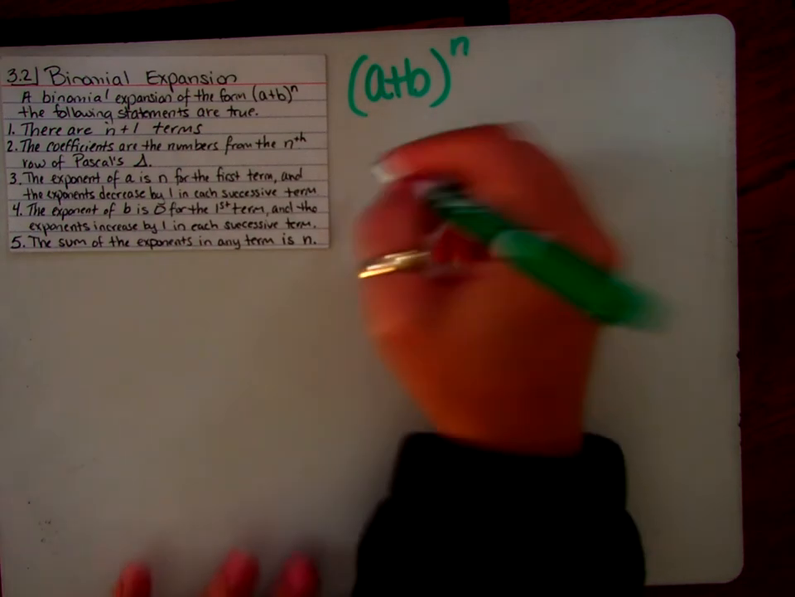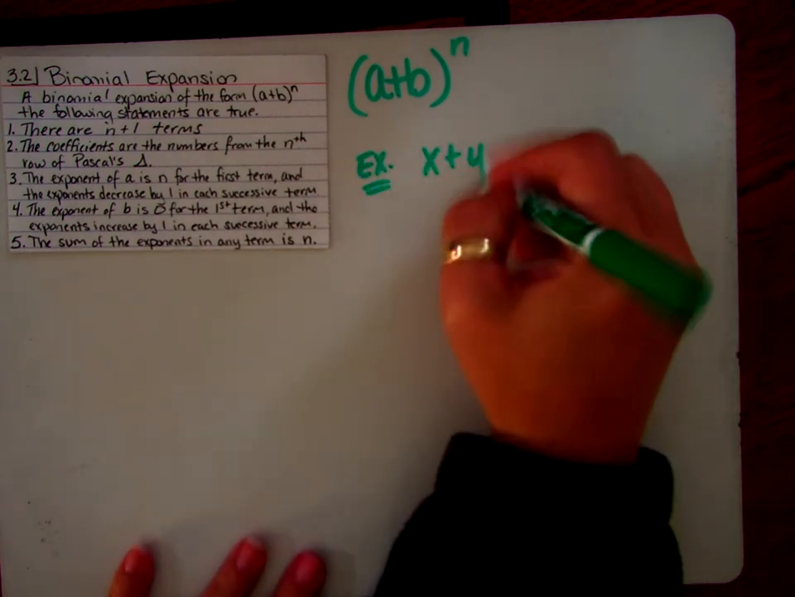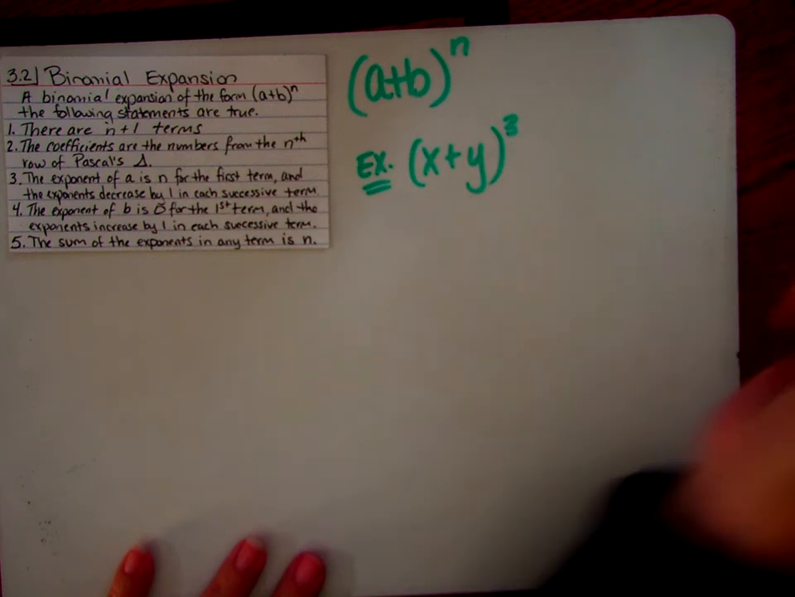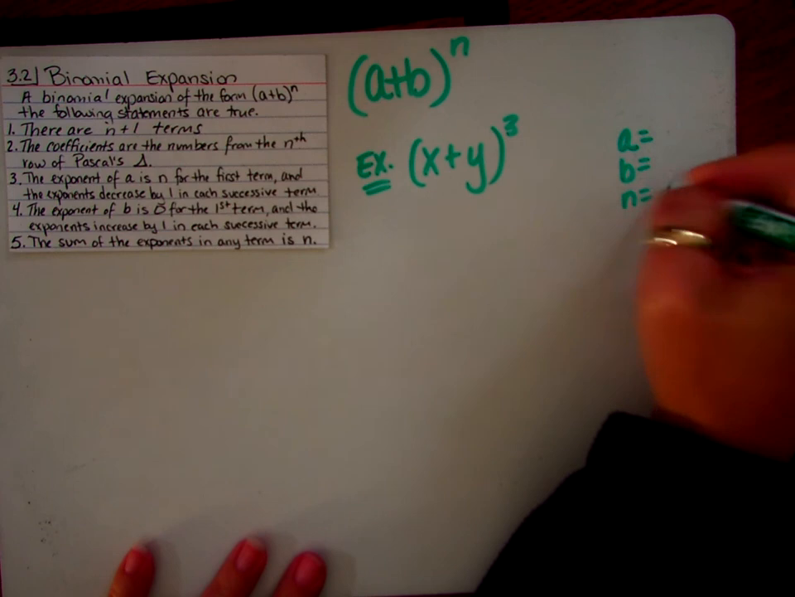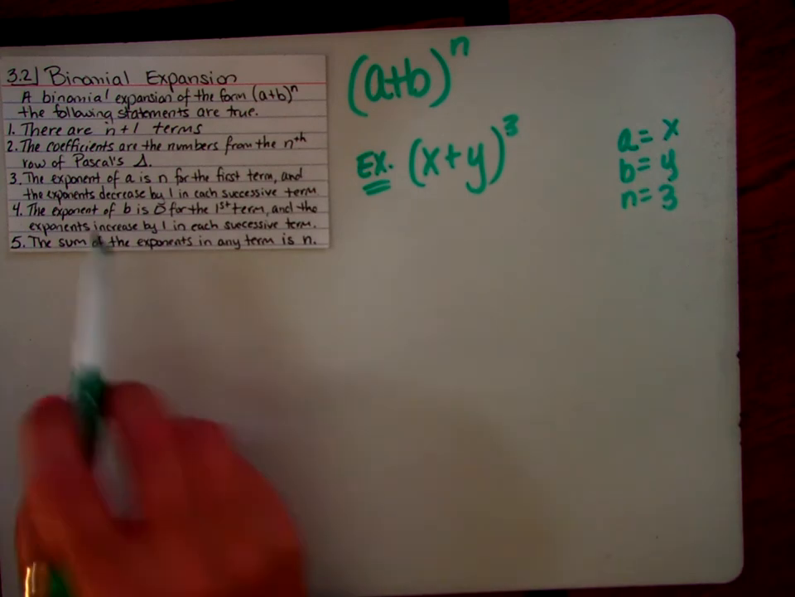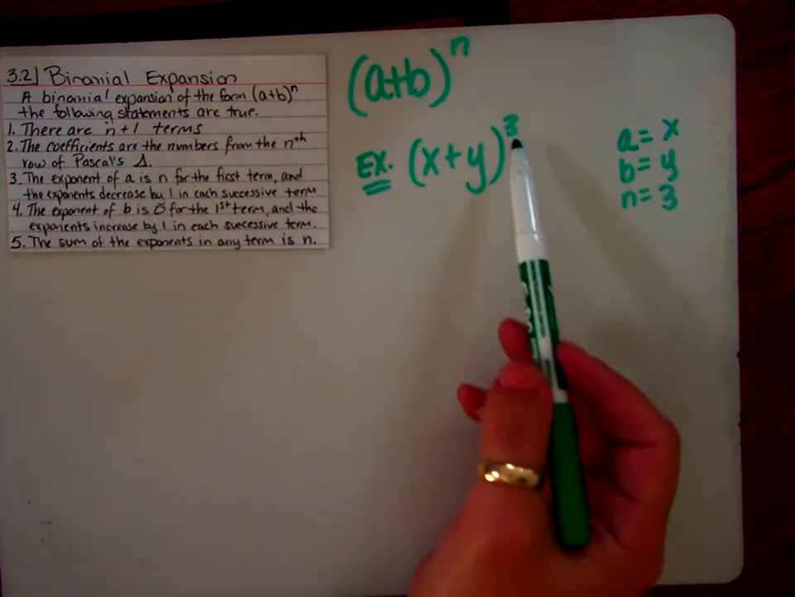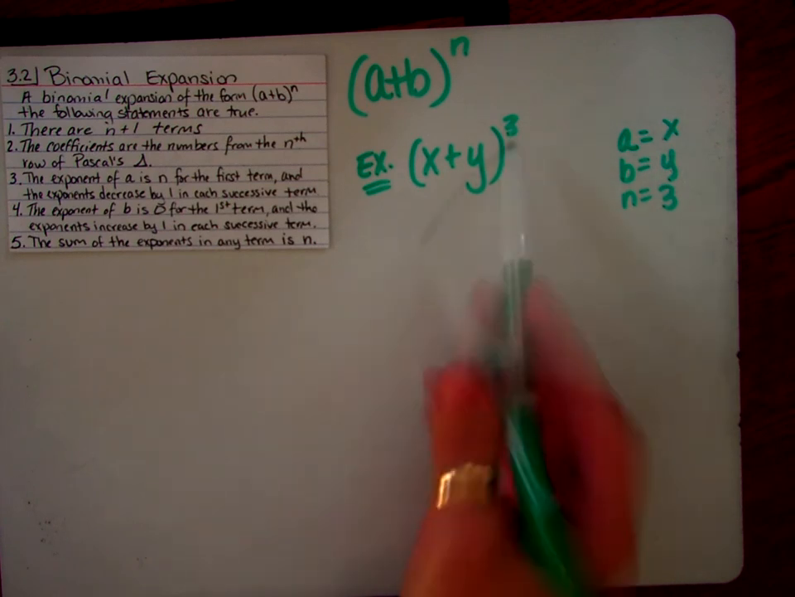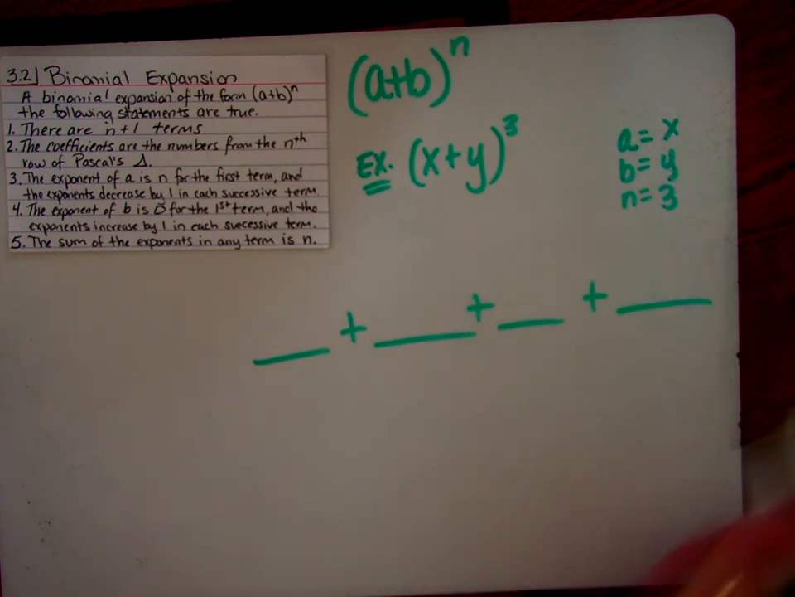So an example would be x plus y to the third power. Okay? So I would like you to identify your a, b, and what your n is. So a is x, b is y, n is 3. Okay? Our first rule says, your answer has n plus 1 terms, okay? So my answer has n, which is 3, plus 1 terms. So if that says 3, I know my answer has 4 different terms, okay?